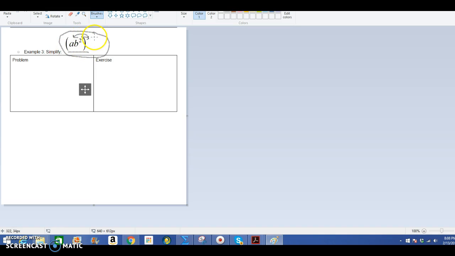So this is a product to a power rule, it's called. I'm supposed to distribute this exponent, and I'm supposed to take those two exponents and multiply them. That's the power to the power rule. So if it's an exercise, you remember those rules, and you say that the answer is a to the third, b to the sixth. Okay, so that's an exercise.